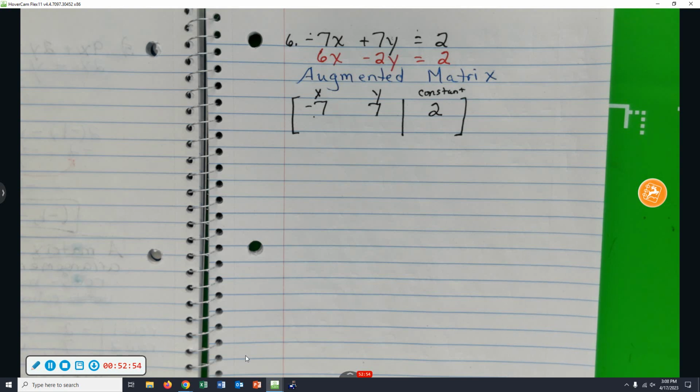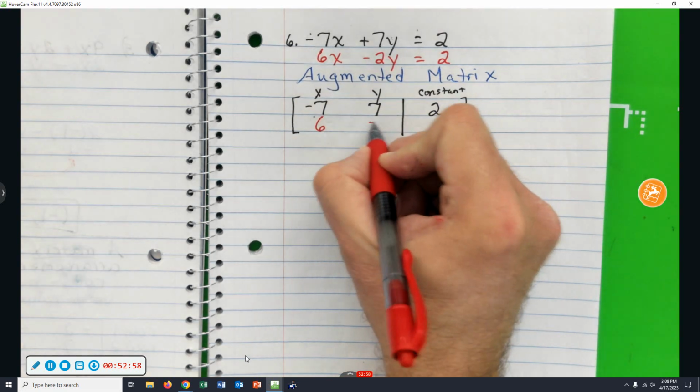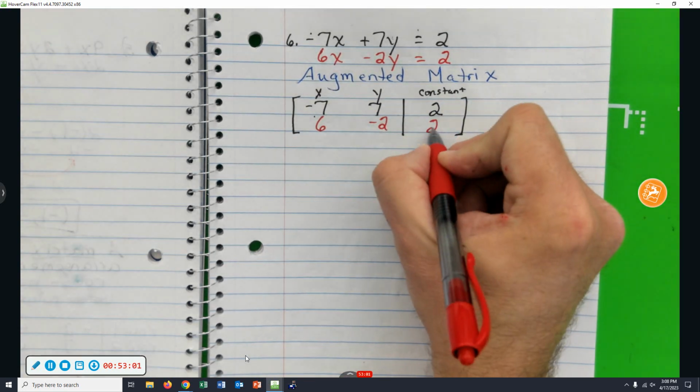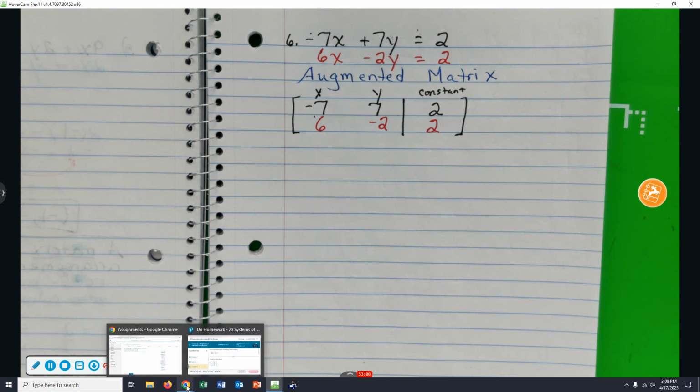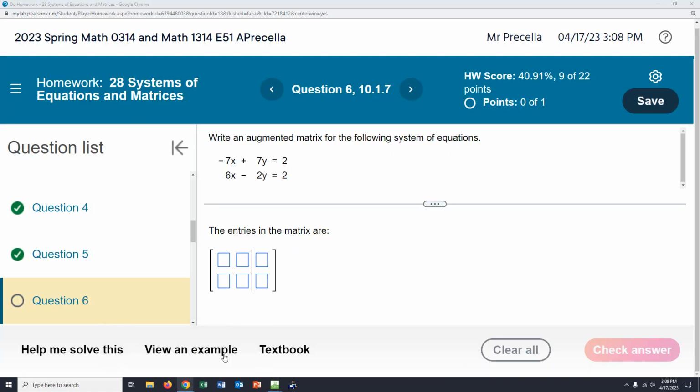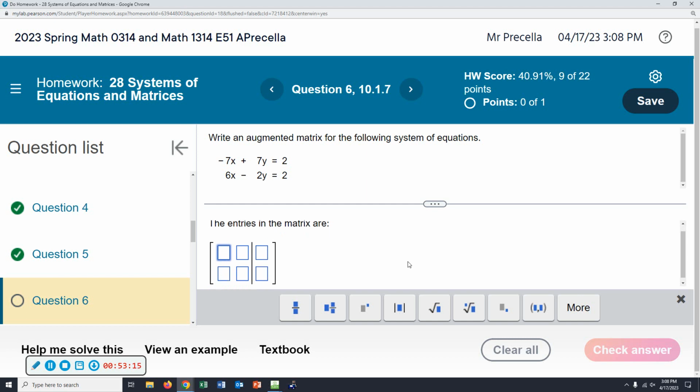The red numbers I'm going to write on the second row. 6, 2, yeah. I'm joking about it being the hardest problem this semester. This one's one you could really do without writing anything. That's literally all. -7, 7, 2, 6.